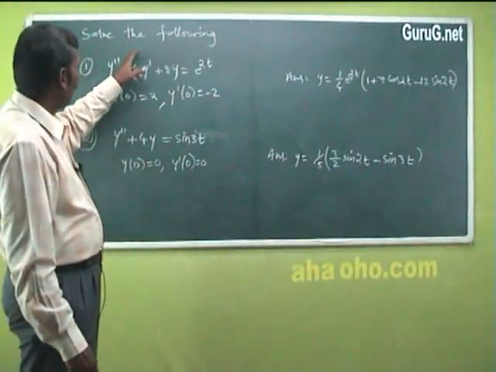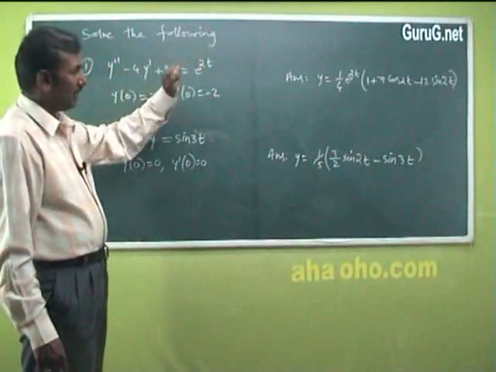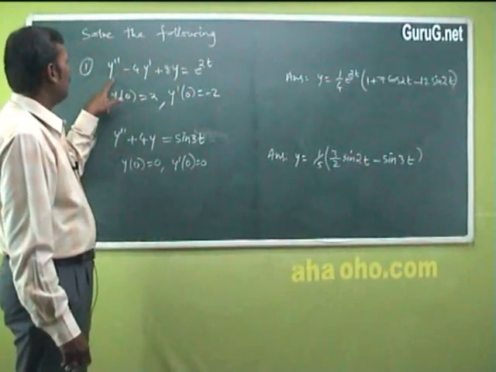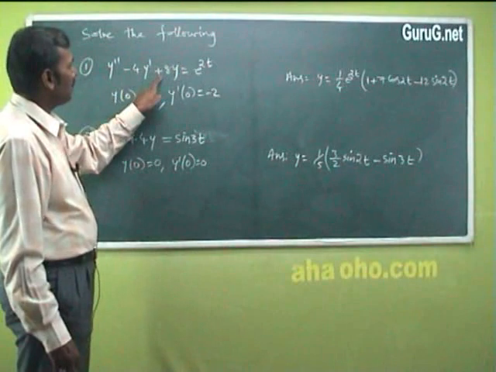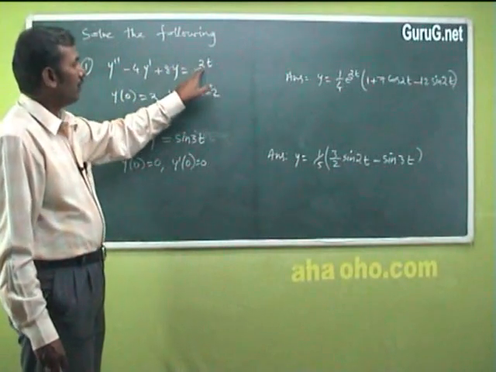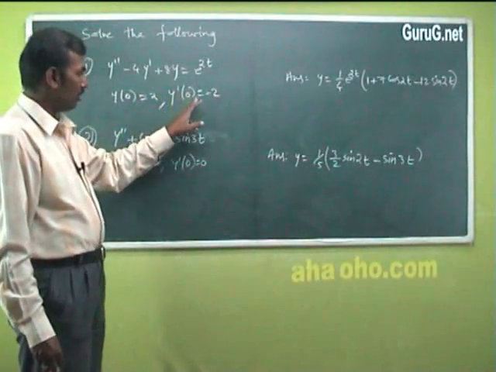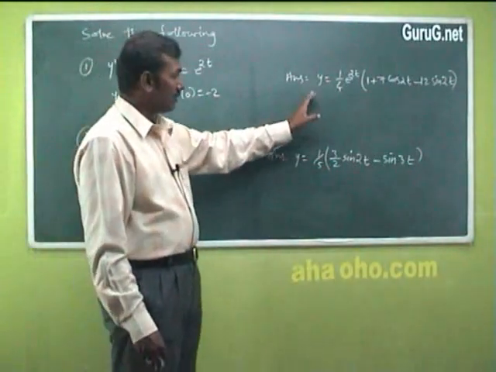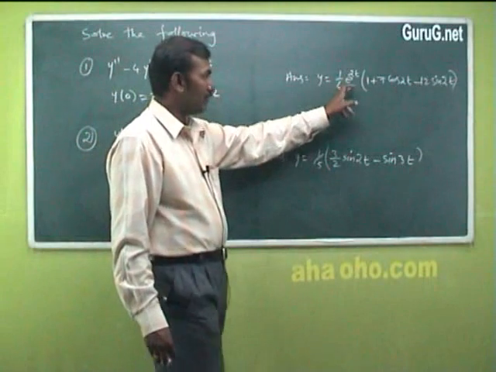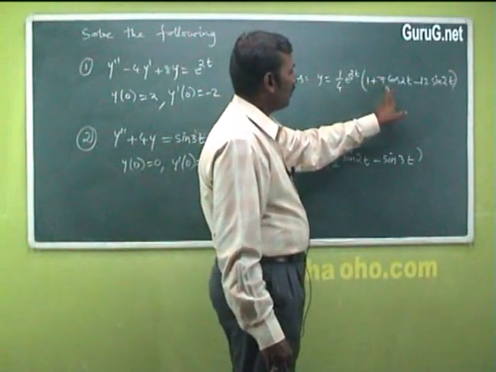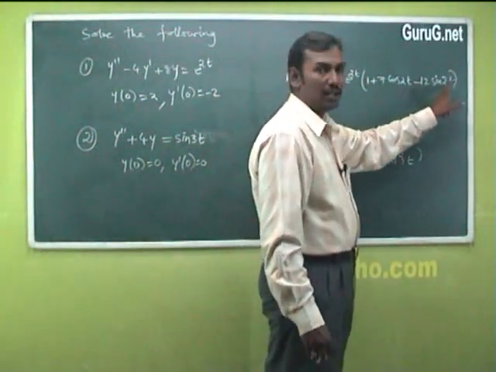We solve the following ordinary differential equations by Laplace transform. So y double dash minus 4y dash plus 8y equal e power 2t with y of 0 equal to 2 and y dash of 0 equal to minus 2. We can verify this answer. Y equal to 1 by 4 into e power 2t, 1 plus 7 cos 2t minus 12 sin 2t.